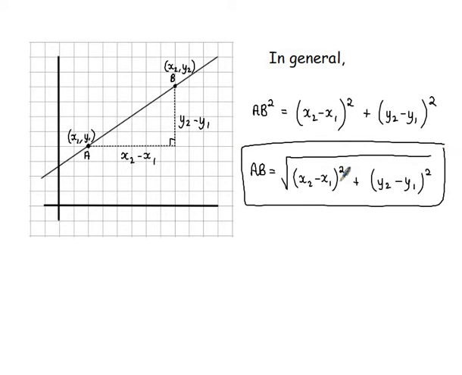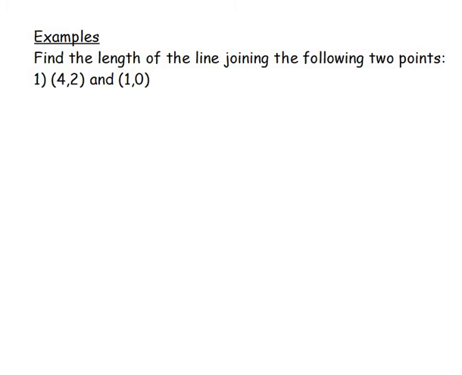It doesn't matter whether you put your (y2 minus y1) squared first or your (x2 minus x1) squared, because you are adding them together. So it doesn't matter which value or which length you put first. So we're going to have a look at this in action now through some examples. Find the length of the line joining the following 2 points. So remember, we don't sketch the line, we just use that formula.